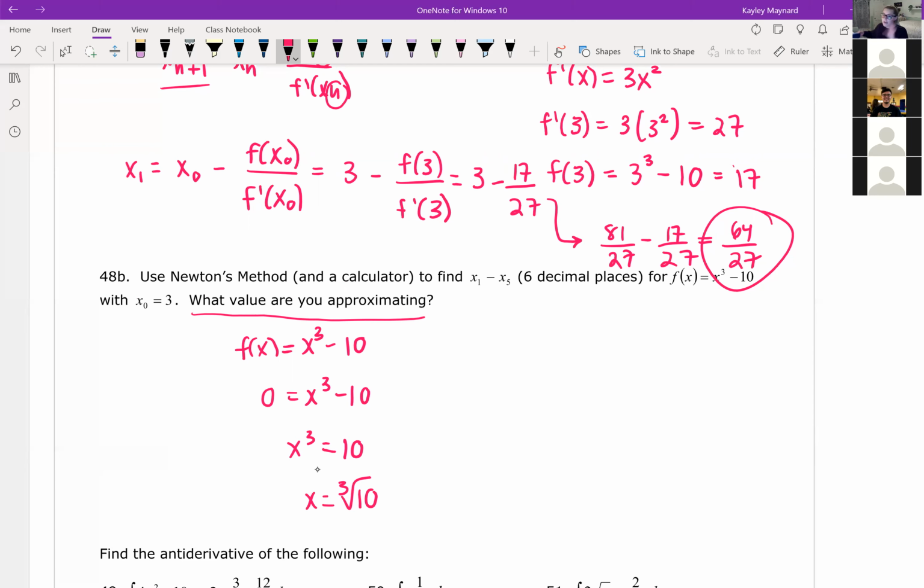And the cube root of 10, if you wanted to use a calculator, is about 2.15. And the guess that we had above here, 64 divided by 27, is 2.37. So it's really not that far. It's a good method, and it works pretty well. So that's my speech on Newton's method.